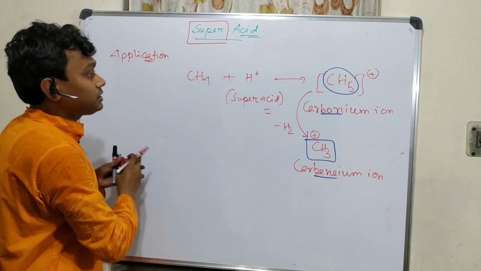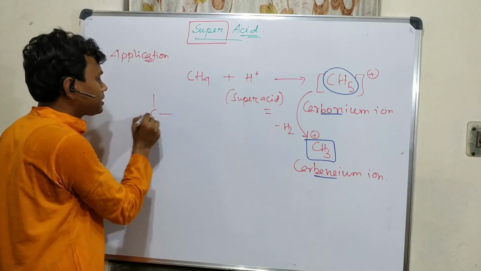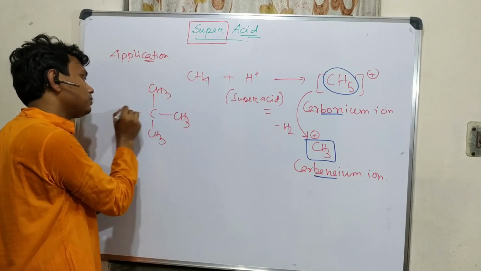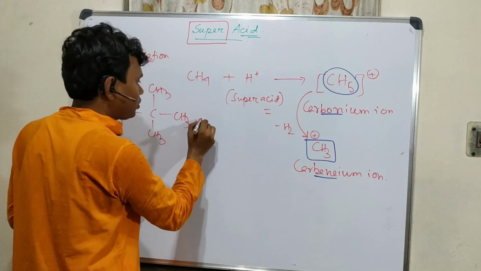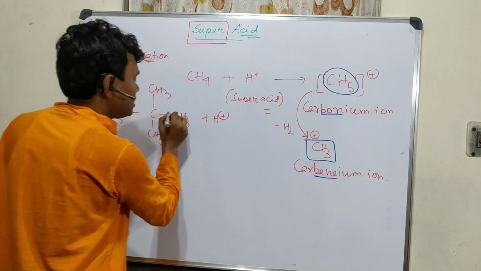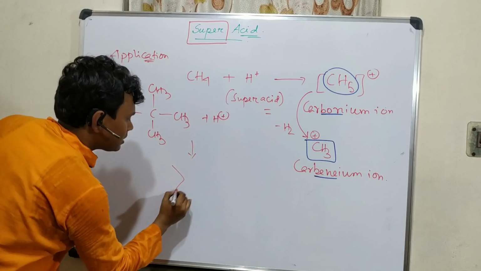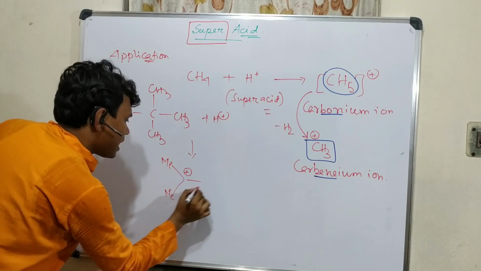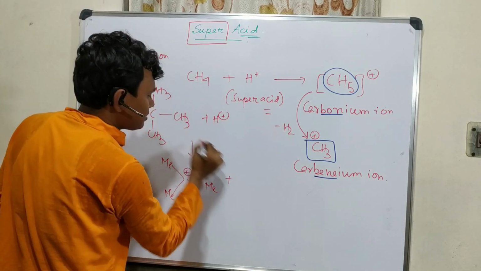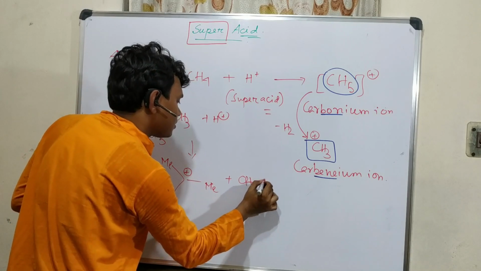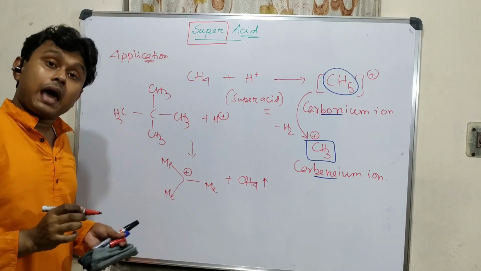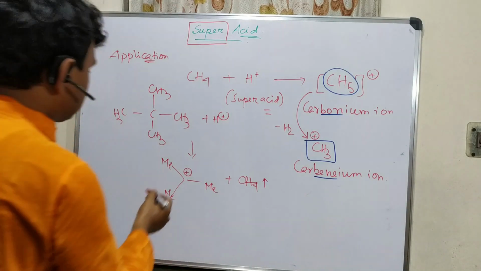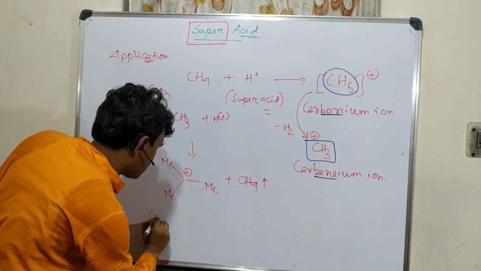It can even protonate a very unreactive alkane like neopentane, which contains a tertiary butyl carbon and four methyl groups, and it produces the tertiary butyl cation and methane.